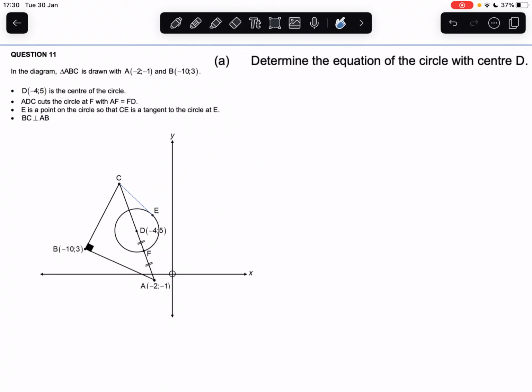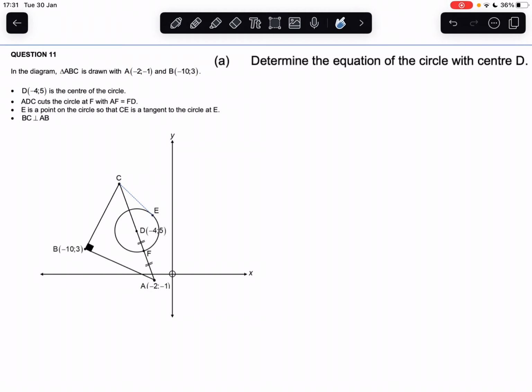Hello, hello. It is another nostalgic mathematical ramble. We are looking still at IEB May 2023 paper 2, and this looks like a circle geometry question. So let's get into it.